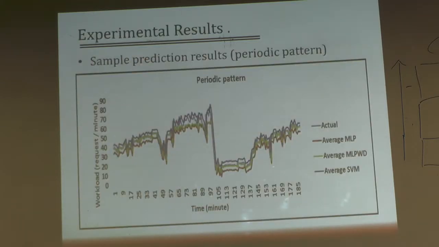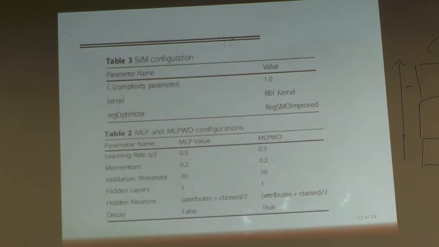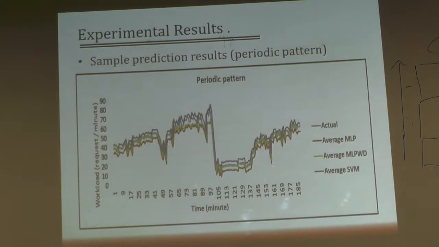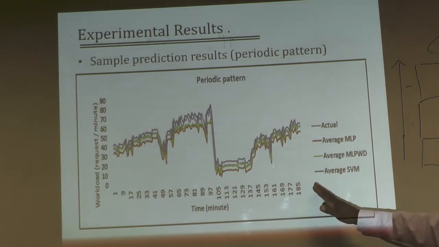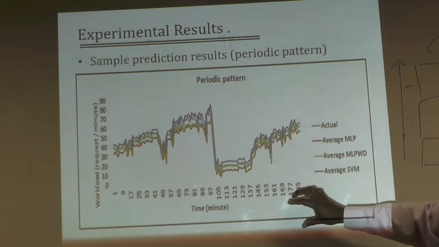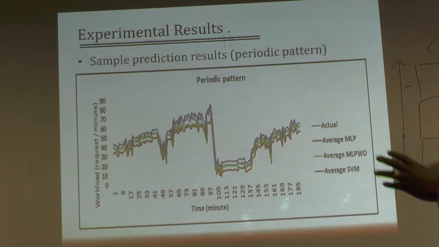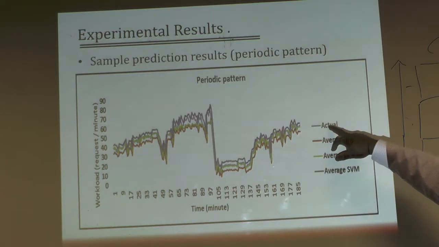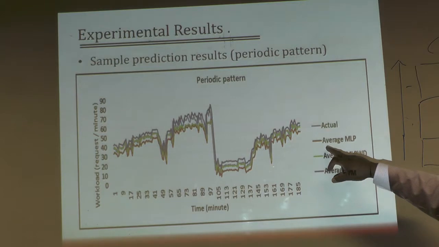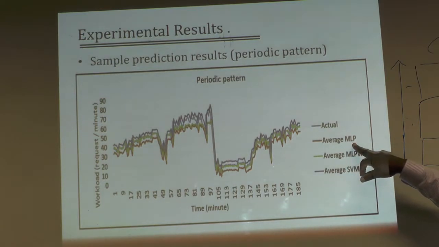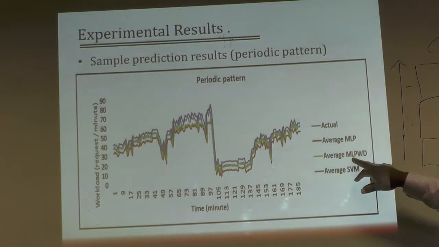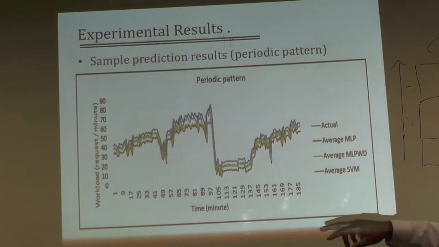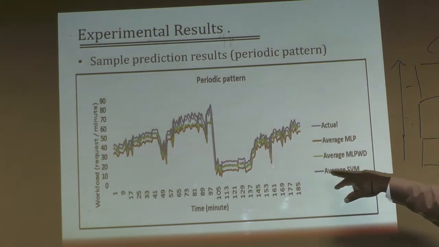Now, the question again is, if we look at this, actually I want to show you... Okay, maybe we'll come back to that. So we have these three algorithms, and then we use them to perform our simulation. What you are looking at is in minutes. So roughly, the graph is 185 minutes. It's more than that, but just for this presentation, we are presenting that. The actual is the blue. The multilayer perceptron prediction is the red. The multilayer perceptron with weight decay is the green. And the support vector machine is the purple.